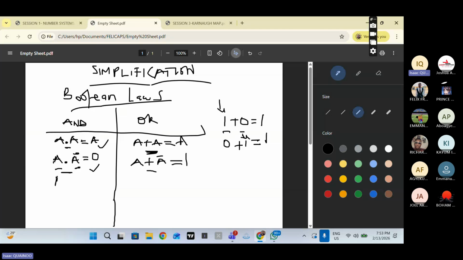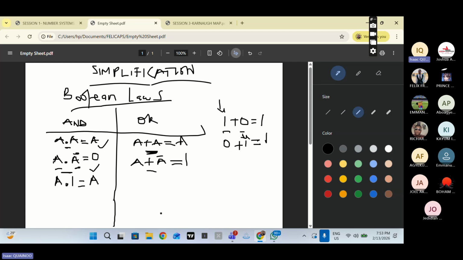We are saying that if we have A dot 1, then we are going to get A as our output. And for this one, it's very direct and very simple to prove. If you have an input which is 1, your A can be either 1 or 0, right? So let us look at all possible combinations. You can have 1.1, or 0.1. We know your AND operator only returns a true if both of your inputs are true.